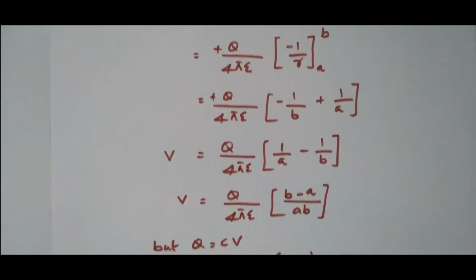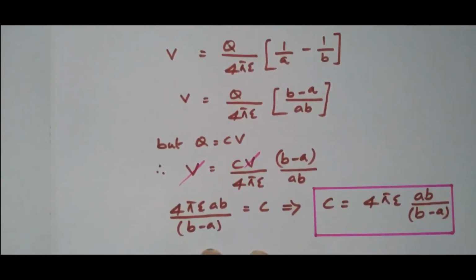But what we need is capacitance. So substitute Q equal to CV. Replace this Q by CV, so that V equal to CV divided by 4 pi epsilon, b minus a divided by ab, right? This V cancels. Bring this term to the numerator and this term to the denominator, so 4 pi epsilon divided by b minus a over ab goes to the numerator. So 4 pi epsilon ab divided by b minus a equal to C. That can be written as C equal to 4 pi epsilon ab divided by b minus a. So this is the expression for a spherical capacitor with radii a and b. It is 4 pi epsilon ab divided by b minus a.